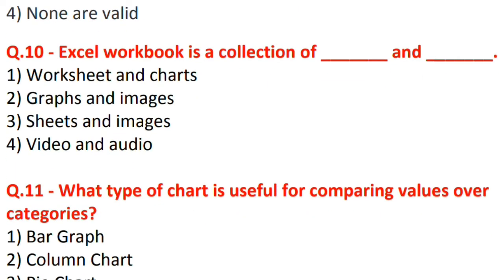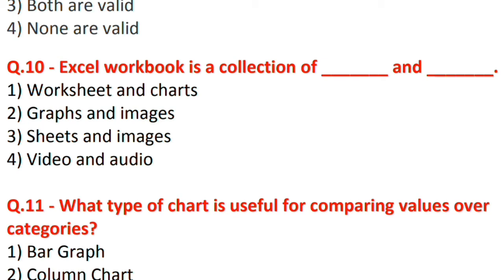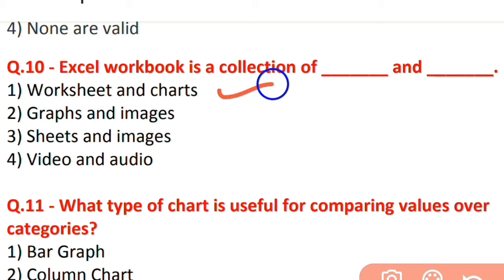Question number 10, Excel workbook is a collection of dash and dash, worksheet and chart, graphs and image sheets and image, video and audio. The right answer of this question is number 1, worksheet and charts.